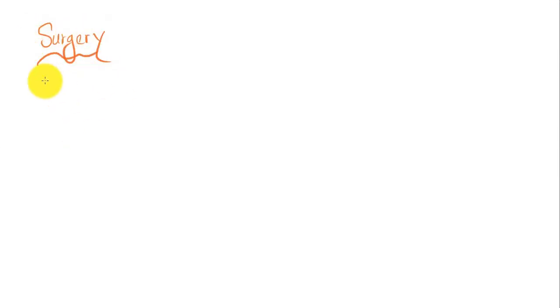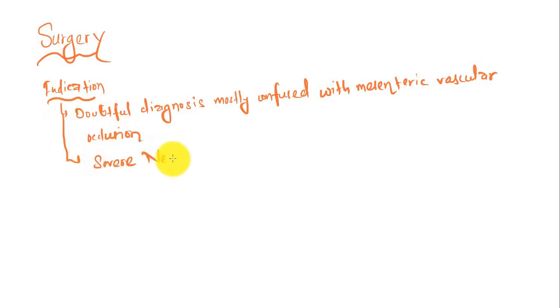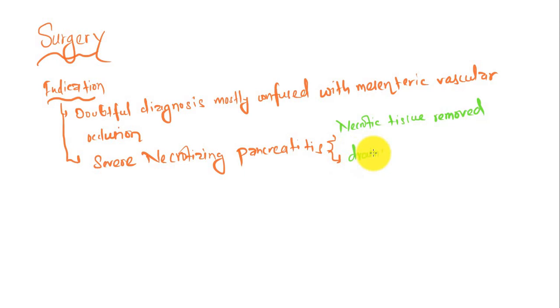Surgical treatment. Surgery is indicated when there is a doubtful diagnosis, mostly confused with mesenteric vascular occlusion. It is also indicated when there is severe necrotizing pancreatitis. Necrotic tissue is removed and drains are left in the intraperitoneal cavity.